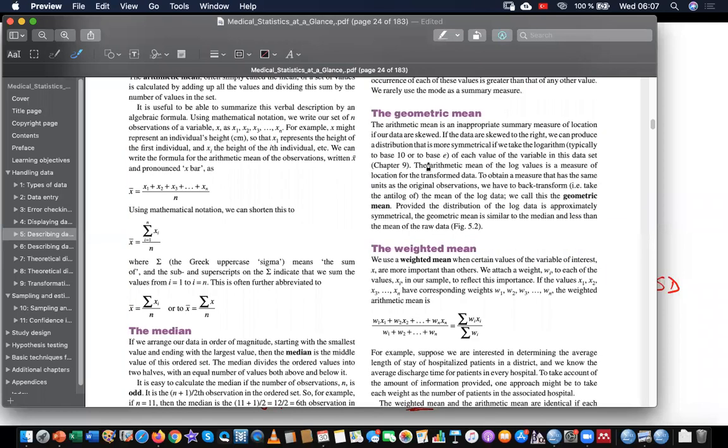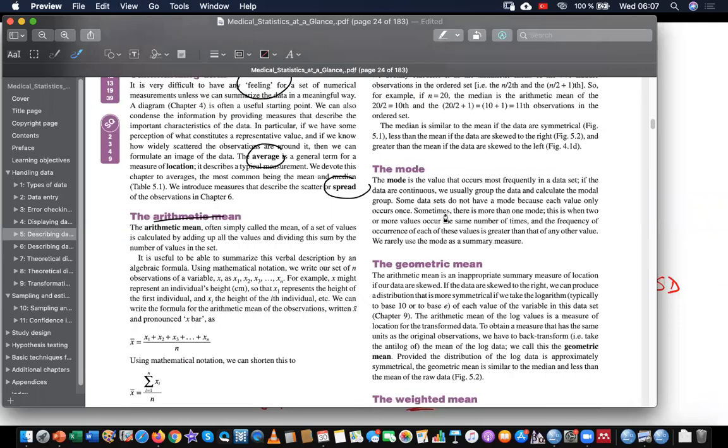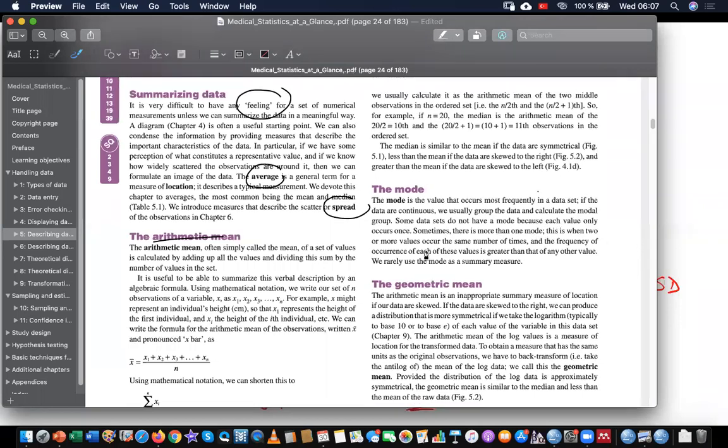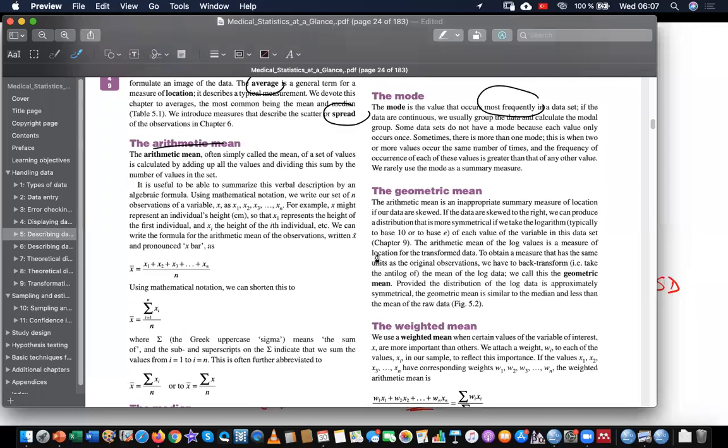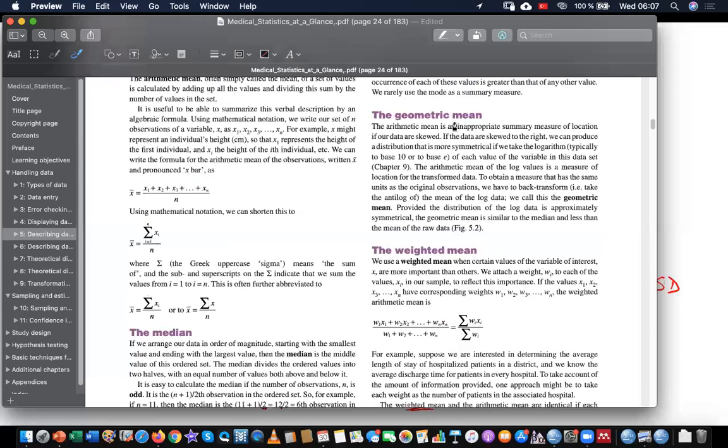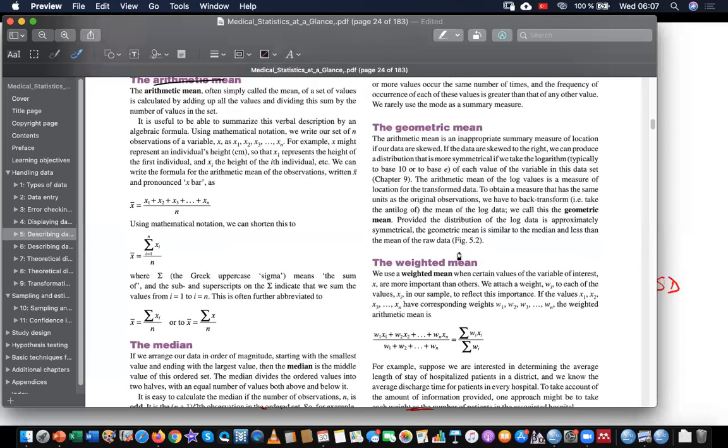The mode is not used so frequently. The mode is the one occurring most frequently in a data set, but this we don't use. You need it maybe just for theoretical purposes. Otherwise, in the statistical analysis or scientific arena, we don't use the mode so frequently. Then the last two parameters used, the geometric mean and the weighted mean. I should explain you a little bit more about them.